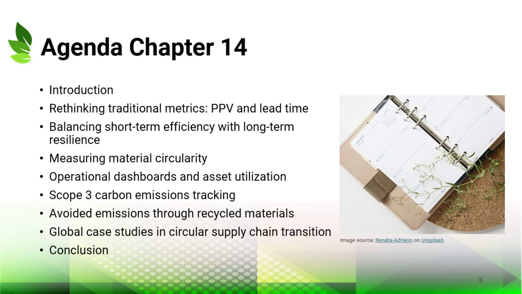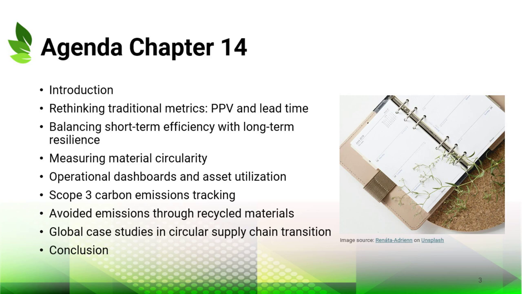Today, we begin with a core problem. Traditional metrics create a blind spot because they were designed for linear supply chains. Then we examine two common examples, purchase price variance and lead time, and discuss why they are useful but incomplete.